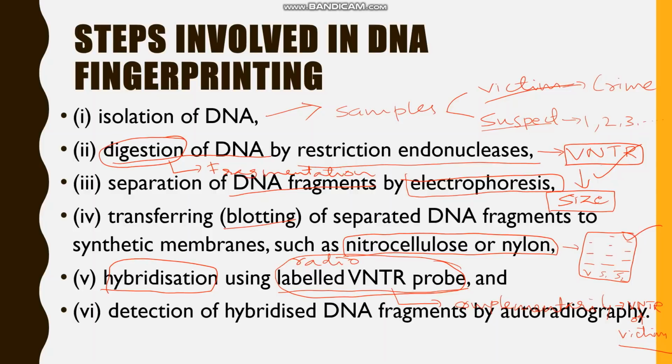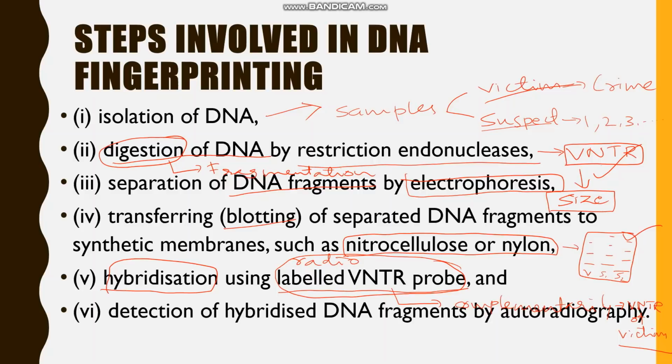Definitely all the VNTR fragments isolated from the victim sample show hybridization, and they will appear in the form of dark bands in the X-ray photograph or autoradiograph, because all the separated VNTR fragments of the victim sample undergo hybridization, because we have used the complementary strands which are produced complementarily to the victim sample.